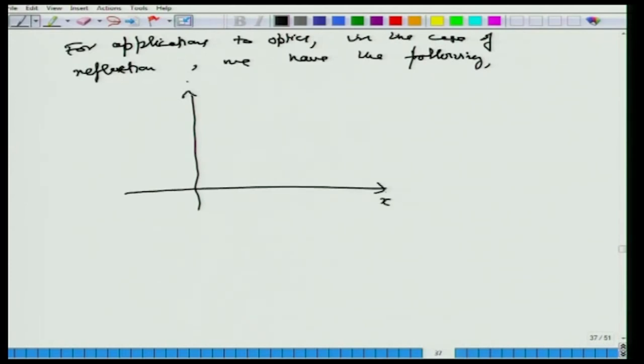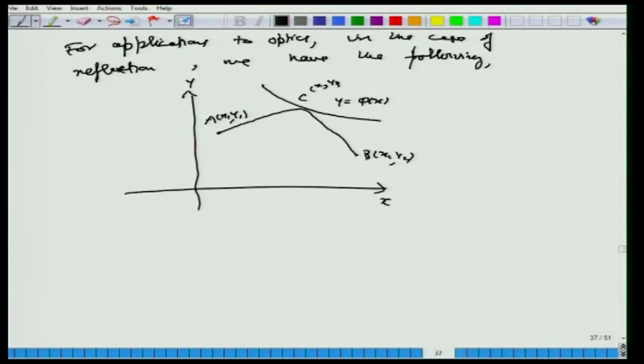You have some curve here, which is given by y equal to phi(x), and we have these two points A, which is (x1, y1), and B, (x2, y2). These are fixed, but then a light ray goes here and gets reflected and then it goes to point B. So, there is a point C, that is (x3, y3), on this, which will be moving on this curve y equal to phi(x). So, here this extremal y(x) joins these two points.